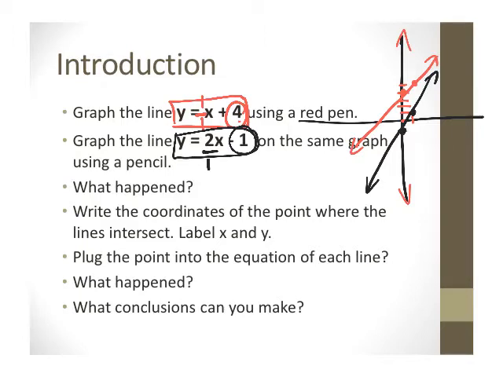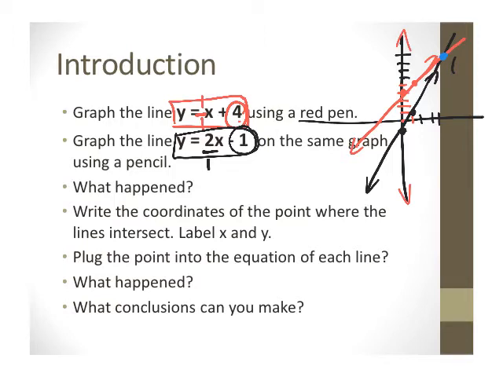So I'm going to extend this line like this, and I'm going to extend the red line like this. So there's a point here where they intersect. Now, ideally we do this on actual graph paper, so it's easy to see where those lines intersect. And we go ahead and label this point.